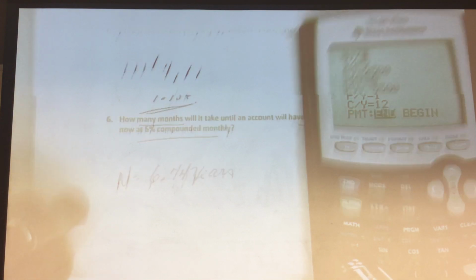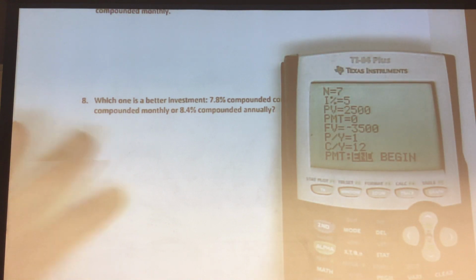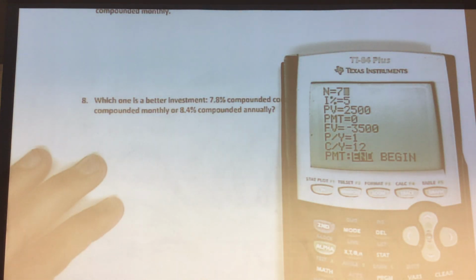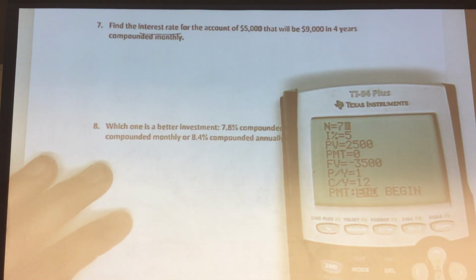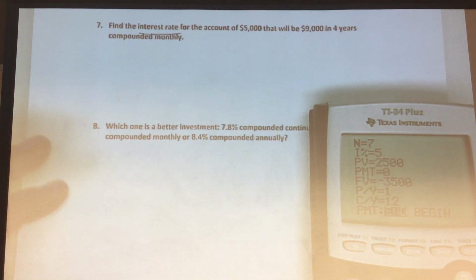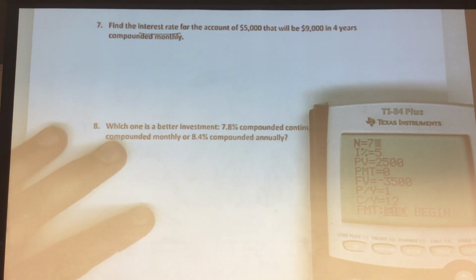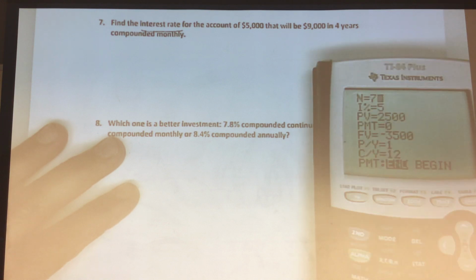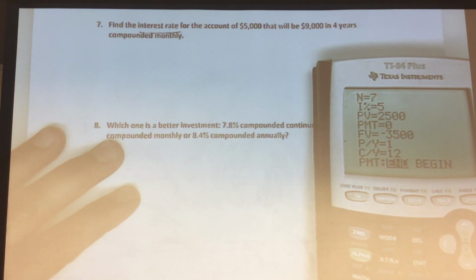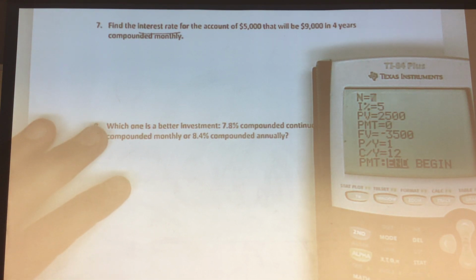Now let's move on to number 7. Find the interest rate for the account of $5,000 that will be $9,000 in 4 years compounded monthly. So here we are solving for the rate. N is your time, which is 4. So 4 years, I is, we don't know. PV is our present value of $5,000.